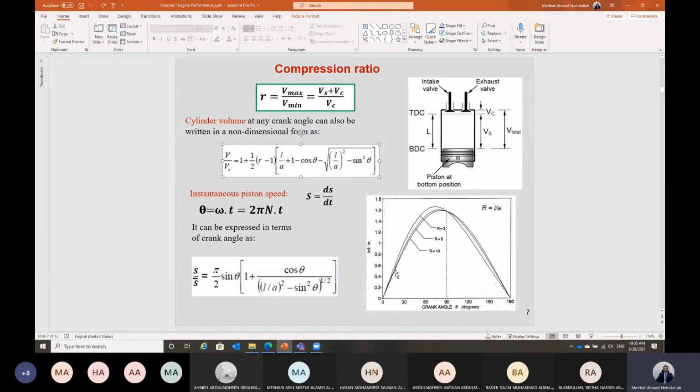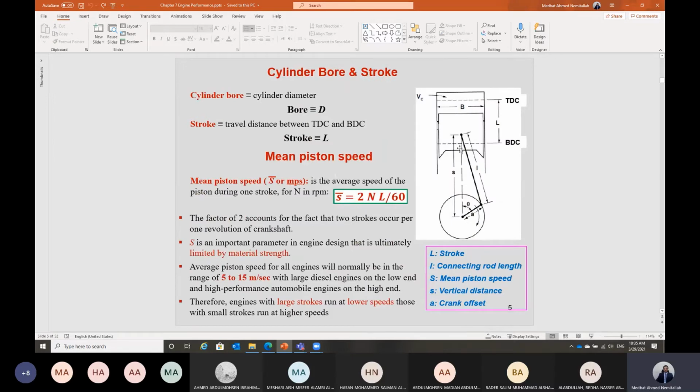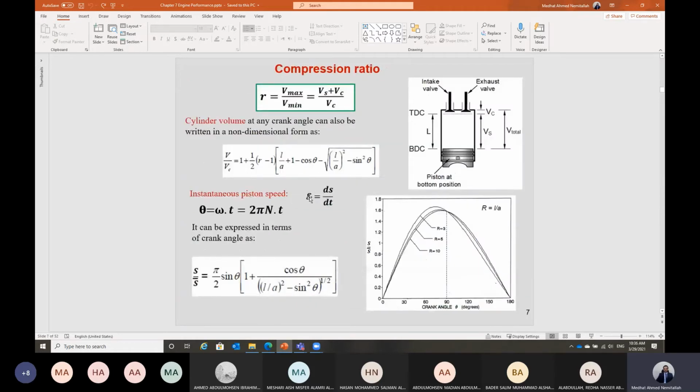Next, we look at the speed of the piston, the instantaneous piston speed. We have calculated the average piston speed, which equals 2LN divided by 60. But in order to calculate the piston speed at any time, at any crank angle theta, we need this instantaneous value. We have the definition of S, the variable distance S, which gives us an indication about the movement of the piston. So in this case, the instantaneous piston speed will equal the rate of change of S, ds by dt.